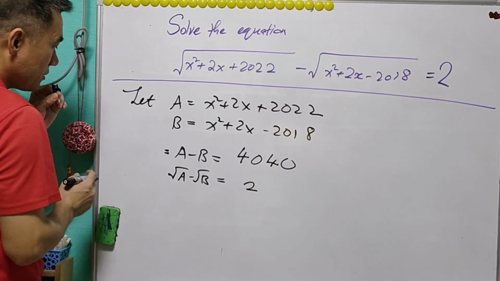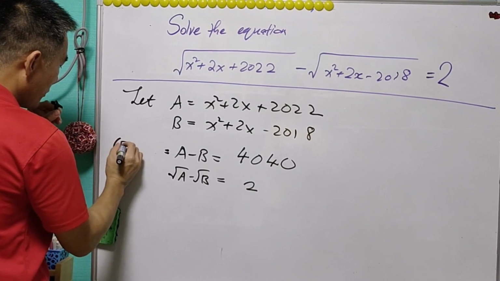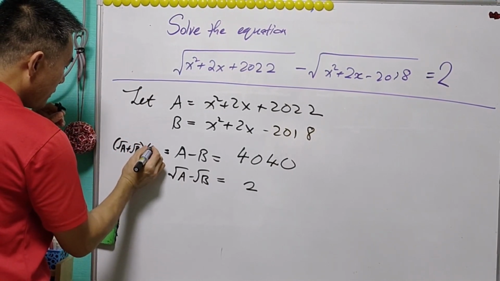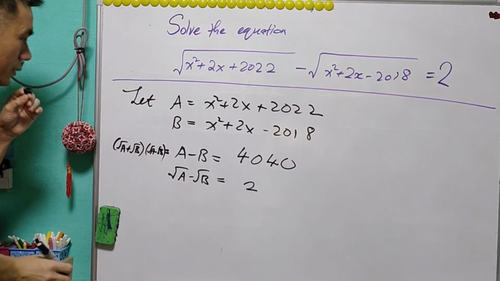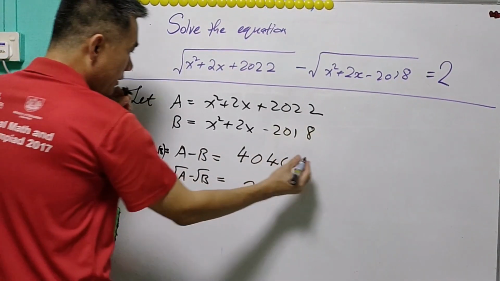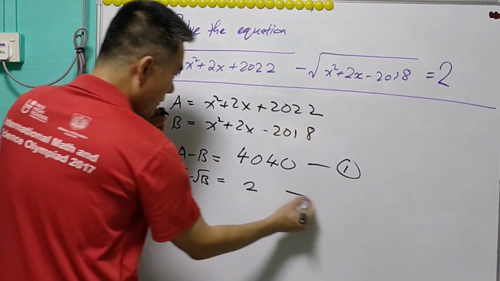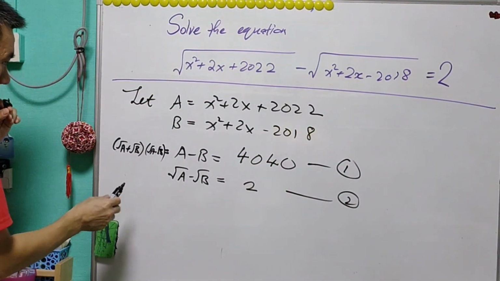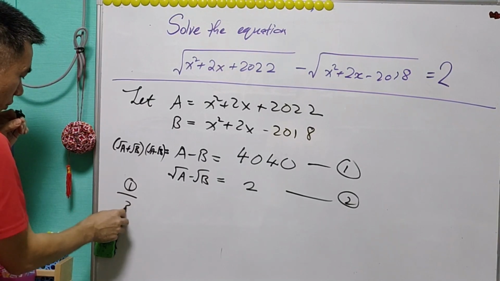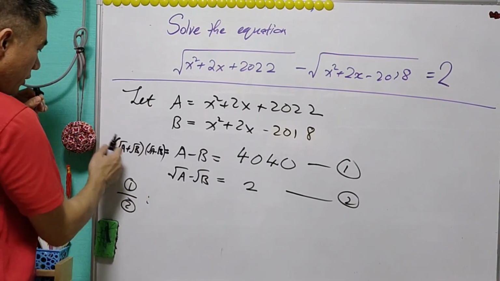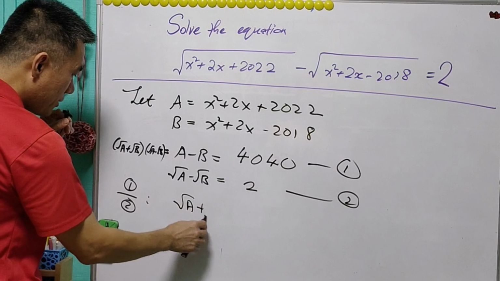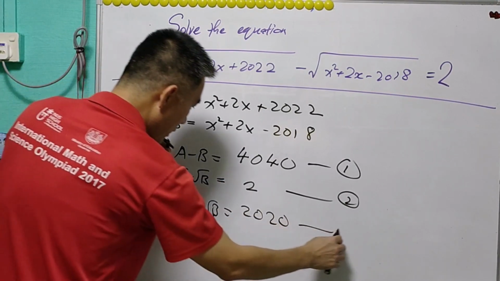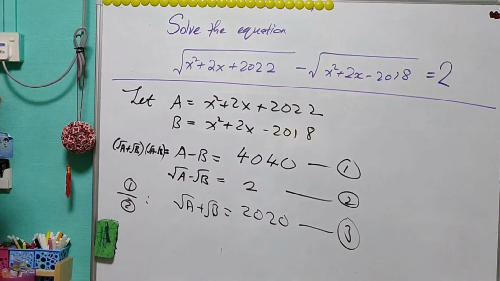And we know that A minus B can be factored as square root of A plus square root of B times square root of A minus square root of B. So we may call the first equation equation 1, and this is equation 2. So what we have here is equation 1 divided by equation 2, we will have square root of A plus square root of B equals 2022. Call this equation 3.